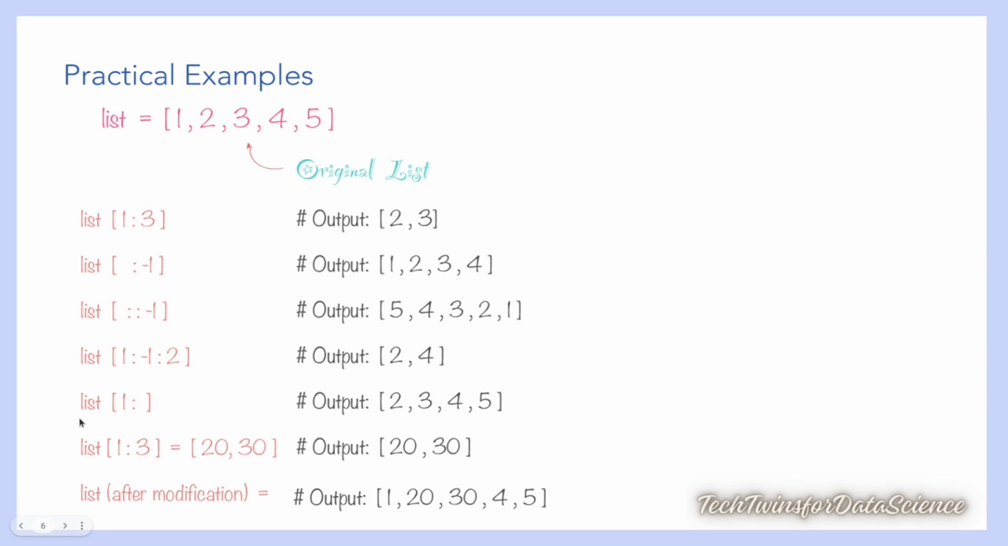Then list 1 and leave the step position blank. That means we started from the index 1 to the end of the list itself. And here, if we want to modify the list. So if I want to modify the values with index 1 to 3, that means this value 2 and 3. If I wanted to modify it to 20 and 30, that's why the list after modification will only change the value 2 and 3 to 20 and 30.